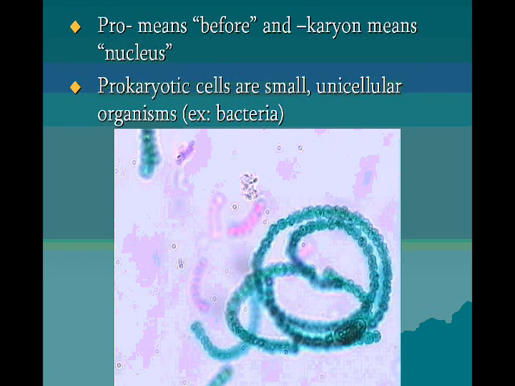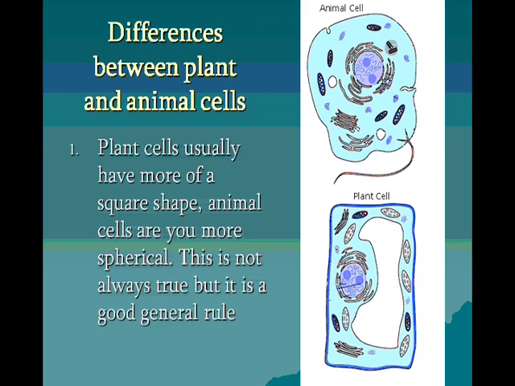Pro means before, and karyon means nucleus, so prokaryote means before a nucleus. These are often thought to be more primitive organisms. They're only unicellular, so anything that has more than one cell that's big enough for you to see with the naked eye is going to be eukaryotic cells.